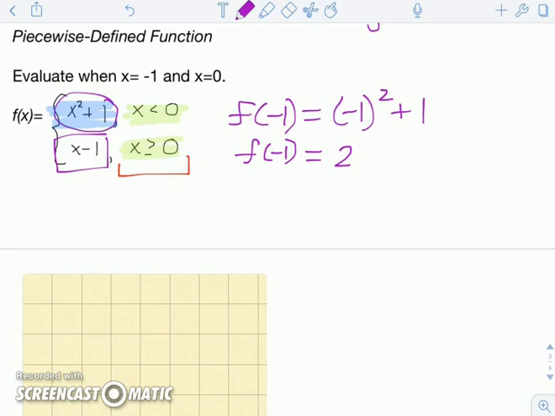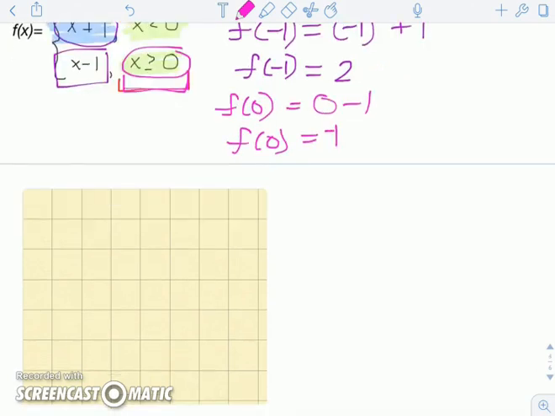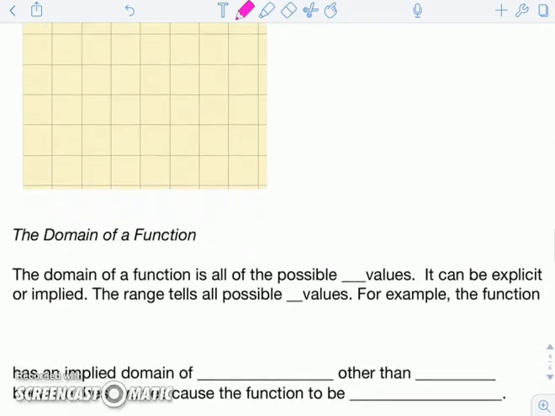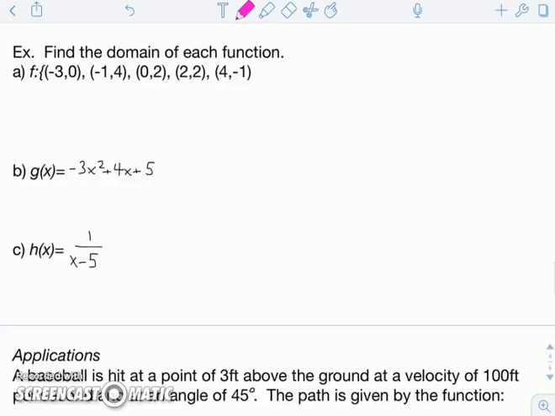So now I'm also going to evaluate the function at 0. I start here. I'm going to choose this one because that's when x is greater than or equal to 0. So f of 0 is equal to 0 minus 1. So f of 0 is equal to negative 1. We're going to talk about how to graph piecewise functions a little later in the year. We'll also talk about domain and how to apply the domain in class.